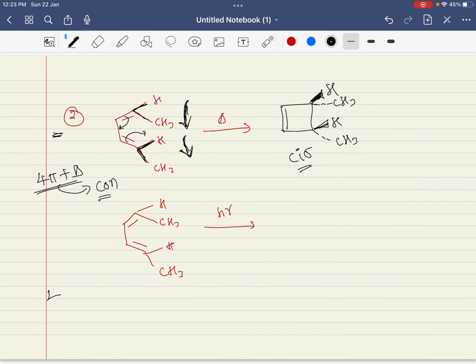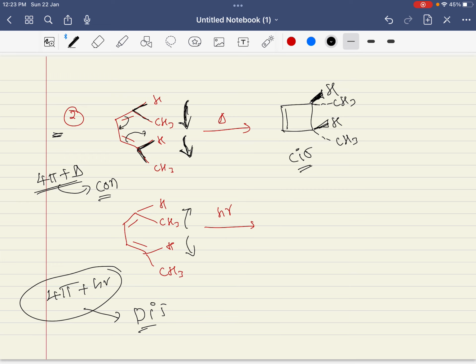In the next example, again it is a 4 pi system and the condition is photochemical. You know that 4 pi system and photochemical condition means you have to do the disrotatory. Disrotatory means moving either inside or outside. In the last example of disrotatory I showed you by moving inside. Now I will show moving outside. You can do any one, either moving inside or moving outside. Both give the same result.